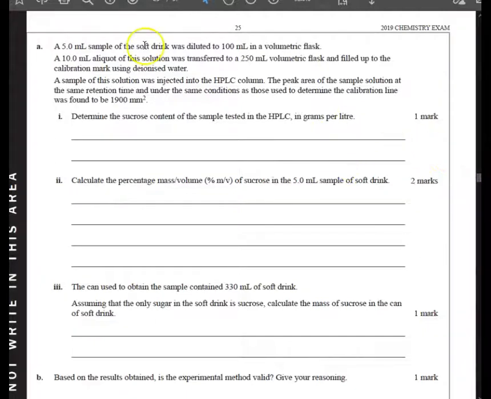So you've got a 5 ml sample. I'll read all of this, because the first thing that you're always going to do is find out the concentration of the sample that you've tested. So determine the sucrose content.